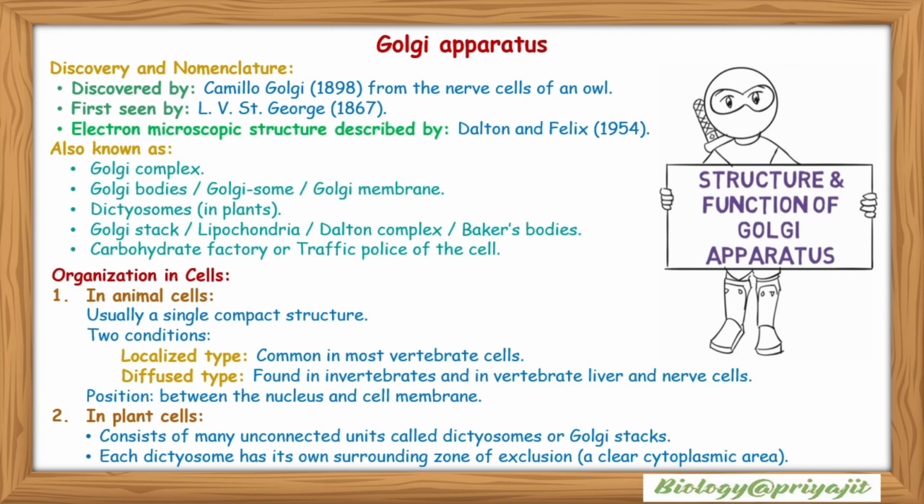Organization within cells. In animal cells it is usually a single compact structure, and it has two conditions: localized type and diffuse type. The localized type is common in most vertebrate cells, and the diffuse type is found in invertebrate and vertebrate liver and nerve cells. Position: between the nucleus and cell membrane. In plant cells it consists of many unconnected units called dictyosomes or Golgi stacks. Each dictyosome has its own surrounding zone of exclusion, a clear cytoplasmic area.